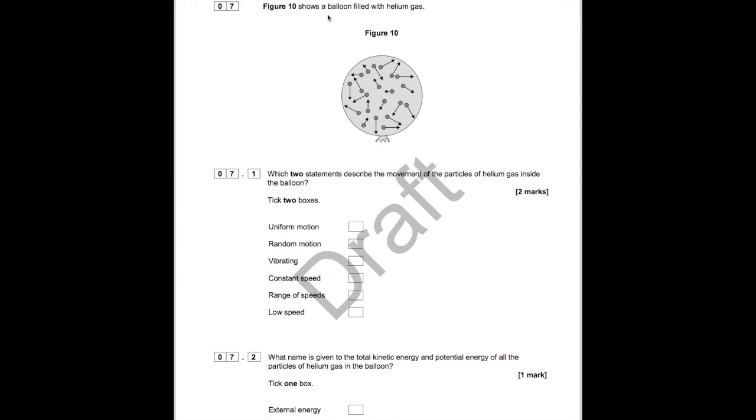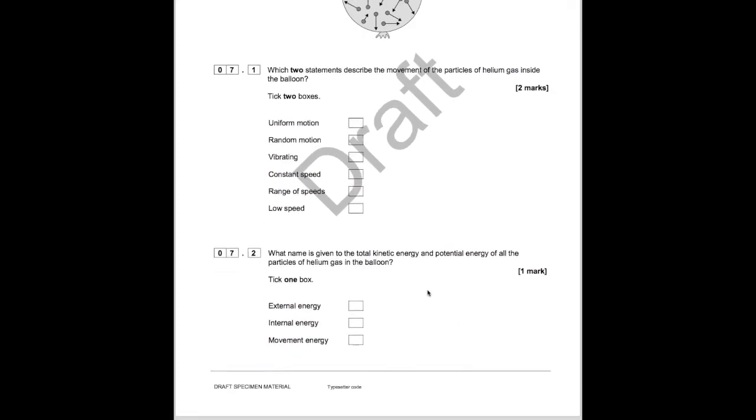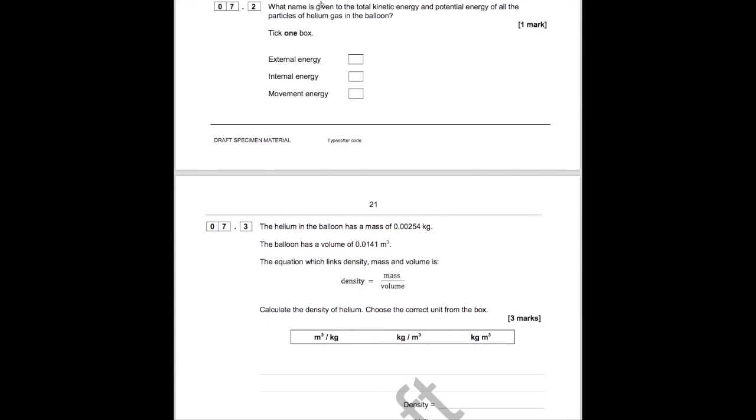Question 7. Figure 10 shows a balloon filled with helium gas. State 2 statements about the movement of the particles of helium gas inside the balloon. Okay, well, you can see some of them are fast, some of them are slow, and they are going all over the place. So it's random motion and it's a range of speeds. It's what we call rapid and random motion. What name is given to the total kinetic energy and potential energy of all the particles of helium gas in the balloon? That's called internal energy.